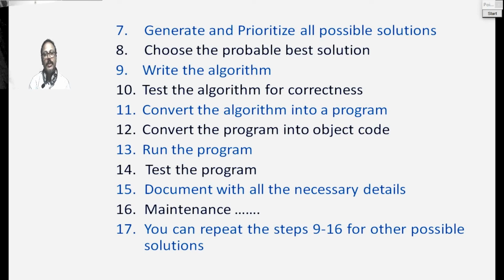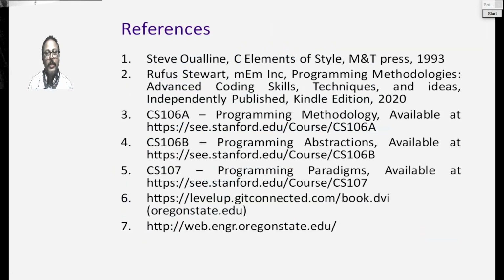Maintenance is a continuous process. That means you will be doing modifications or enhancements to the code whenever necessary. You can repeat steps 9 to 16 for all the other possible solutions, because here you have chosen the best possible solution. There will be remaining solutions also. So you can repeat these steps, and then after that you can decide which one to use finally.